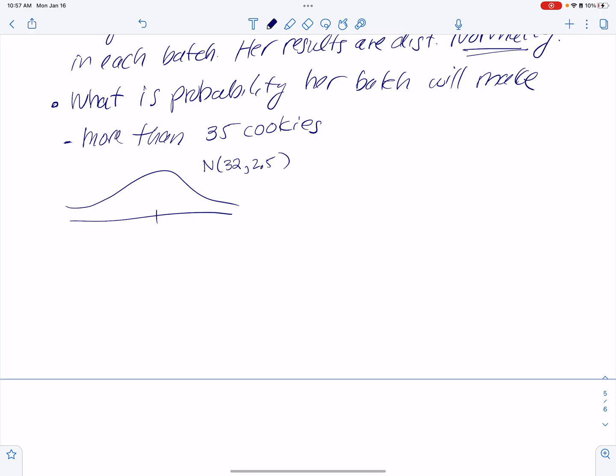That's the first step. And I'm going to say, okay, this is 32. So that's 34.5, 37, and 39.5. This is 29.5, 27, and 24.5. So that's my normal model at 1, 2, and 3 standard deviations. And I ask specifically for 35 cookies. What's the probability of 35 cookies? So I'm right about here. So I know that's 35, and this is the probability I'm seeking.